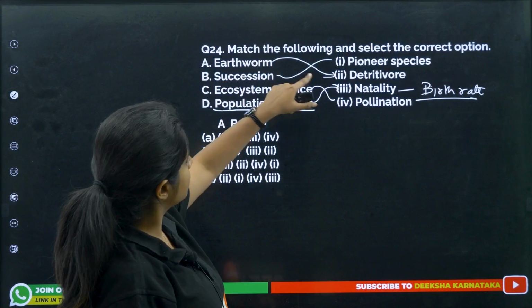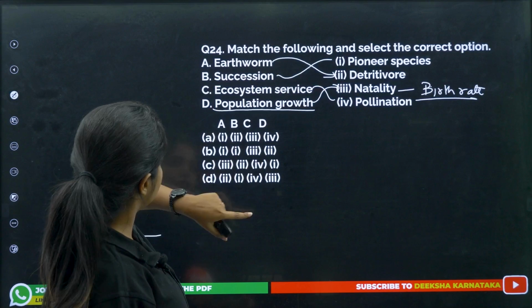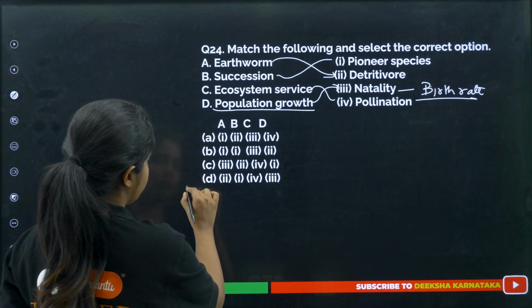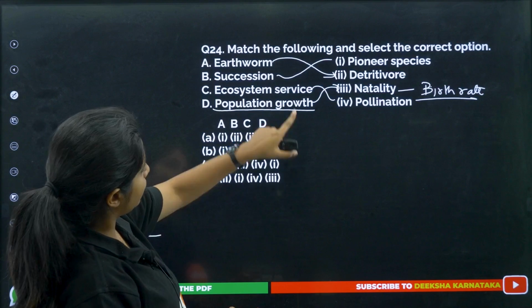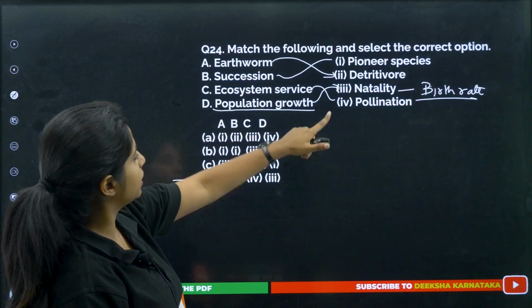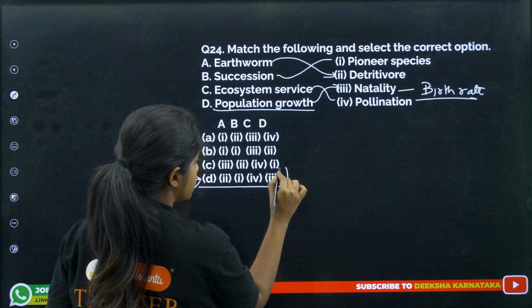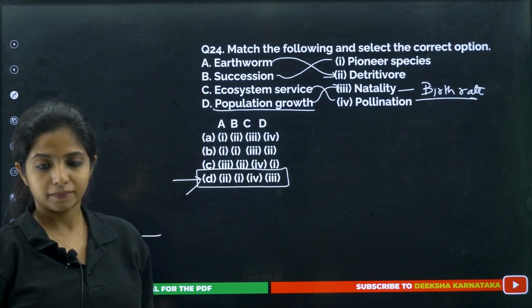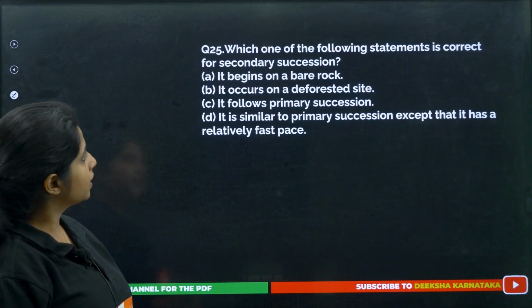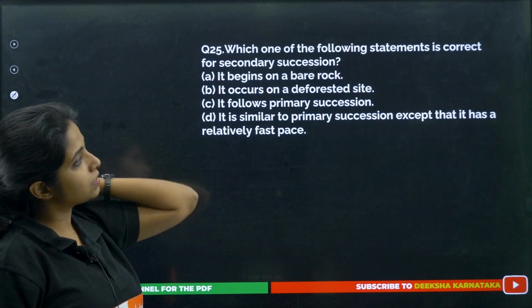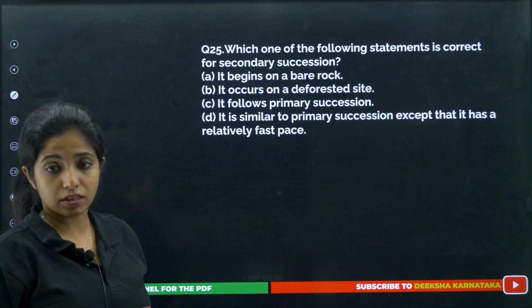So earthworm, detritivore, A with 2. There is only one option, A with 2. B with 1, okay. C with 4 and D with 3. So this becomes the answer. Okay, 24th question. Next, which one of the following statements is correct for secondary succession?